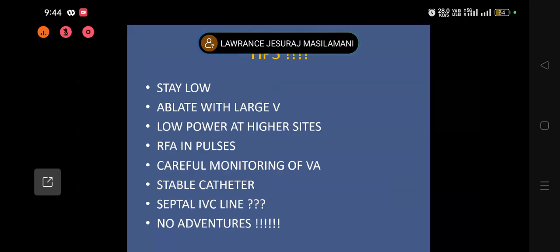I would say I have done this, but I have not done this after I started using 3D mapping, because after 3D mapping came in, I used to go a little cephalad also, in a safer way. So I don't use this line anymore. No adventures. AV nodal arrhythmia is not a killer arrhythmia. It's not a malignant arrhythmia. Your patient is not going to die of an AV nodal arrhythmia.